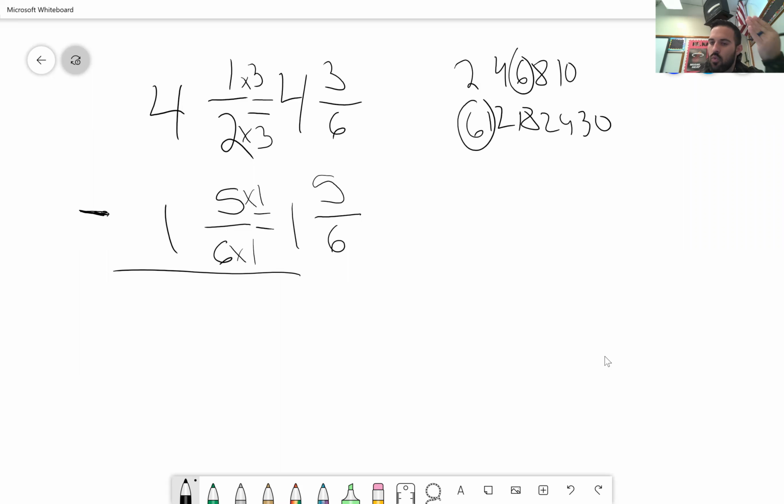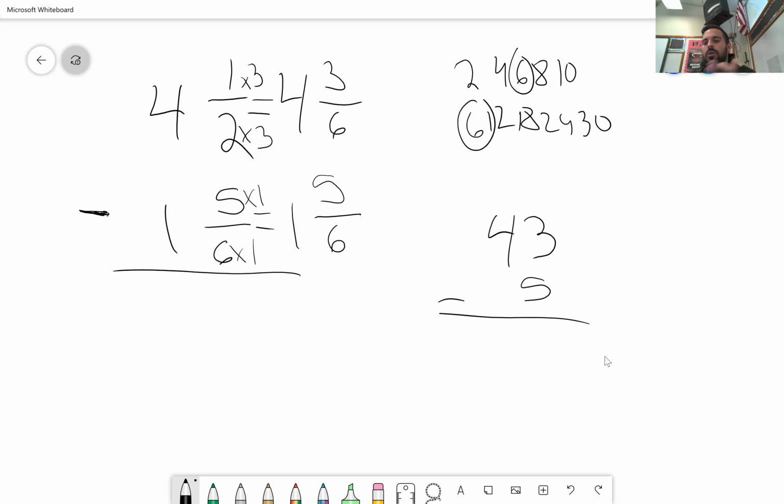Let's go back to regular subtraction. What happens if I have 41? Let's actually do 43 minus, I don't know, 5.